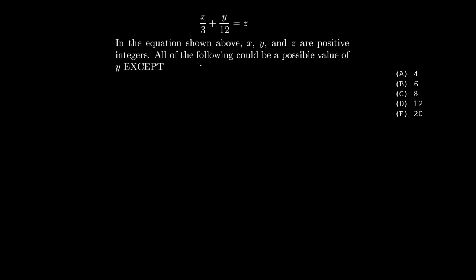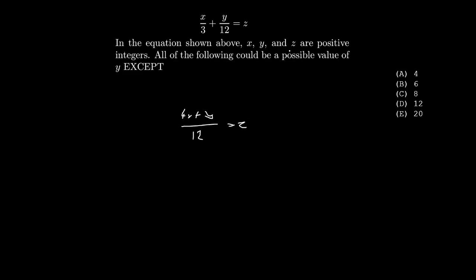To make it easier, we would write this equation having the same denominator, which is 12, so it's y over 12. This is 4x plus y over 12, because 4x over 12 is x over 3. Okay, so we just rewrote it.